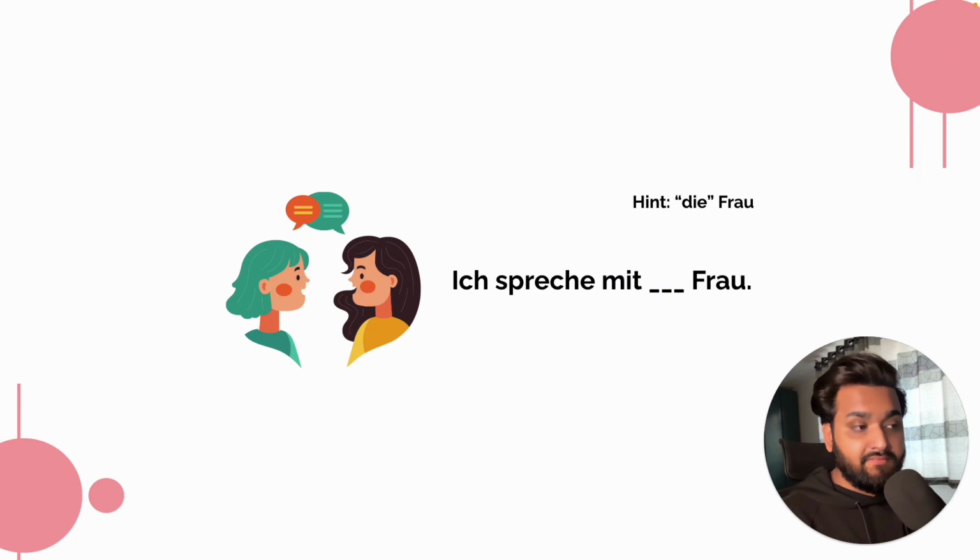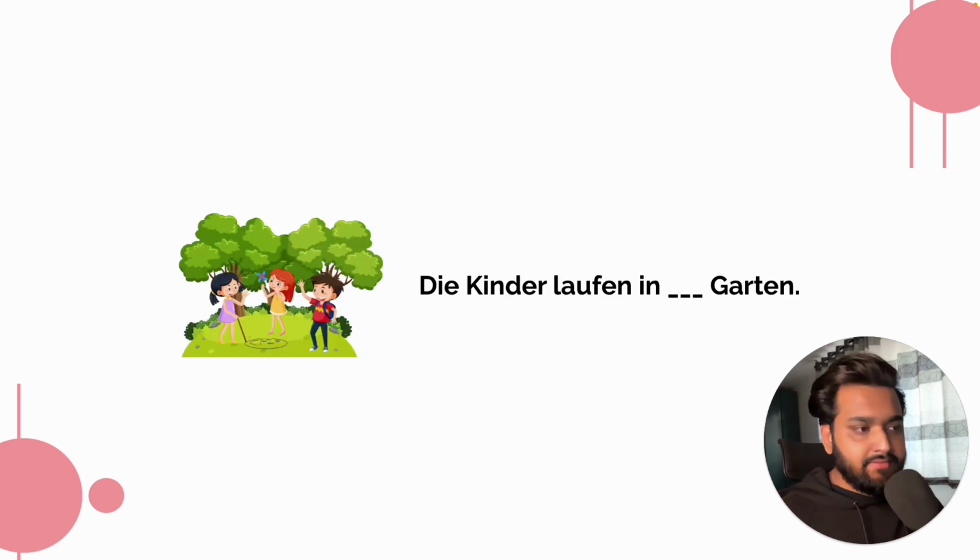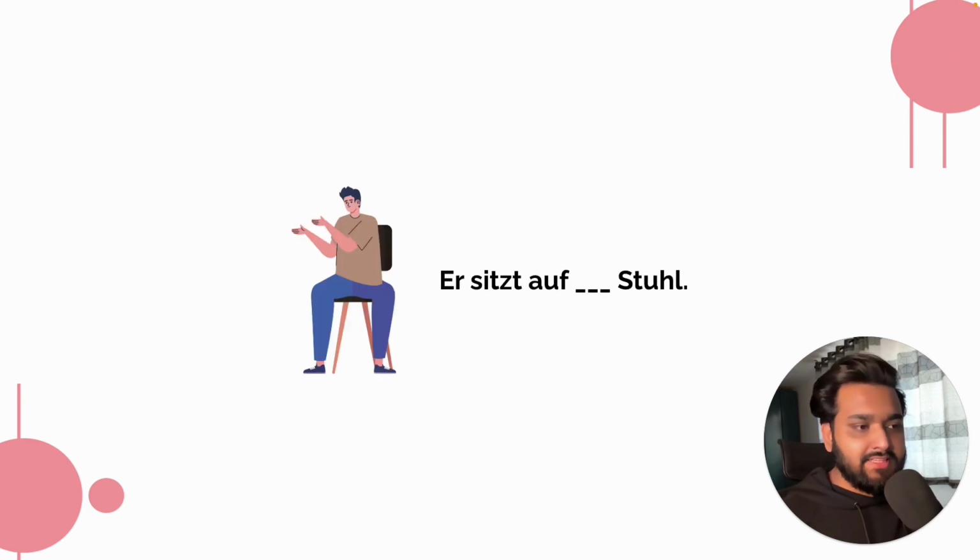So based off what you have learned, you have to identify whether the sentence is accusative or dative. Then you have to just transform die into either accusative or dative. Next we have die Kinder laufen in dash Garten. And here's the hint for you. Garten has the article der. Now do the last one. Er sitzt auf dash Stuhl. So here's the hint. Stuhl has the article der.